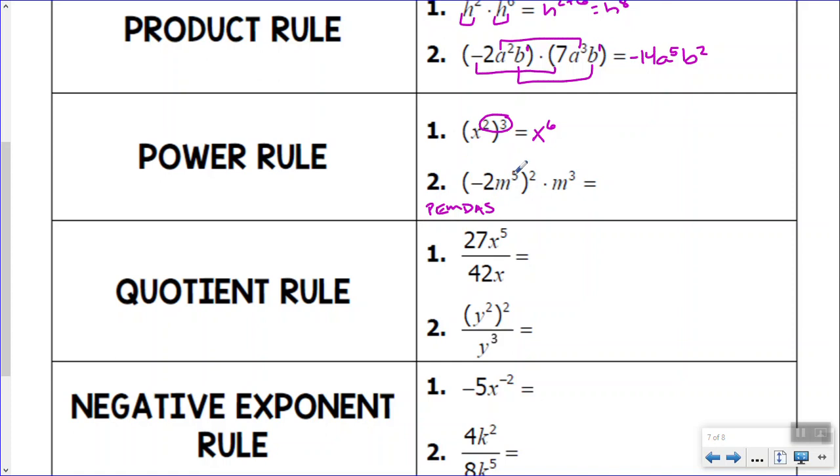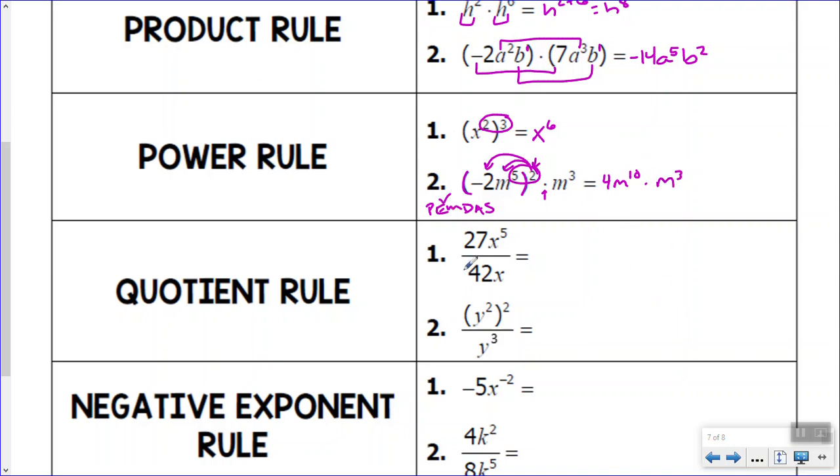So there's nothing that I can simplify inside the parentheses, but I do have this exponent that I need to simplify before I can do this multiplication. I'm going to raise everything inside the parentheses to the 2nd power. So -2 in parentheses to the 2nd power is equivalent to -2 times -2, which is 4. Then m to the 5th to the 2nd power means I'm going to multiply those exponents together to get 10, giving me m to the 10th power. Then we carry over the rest of it because we haven't used that yet.